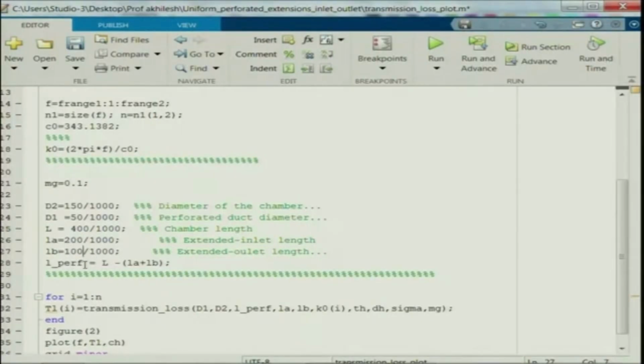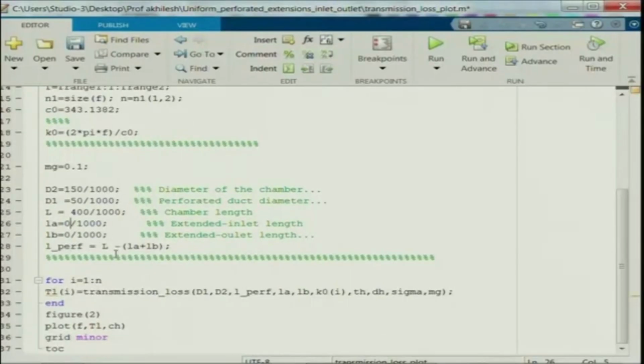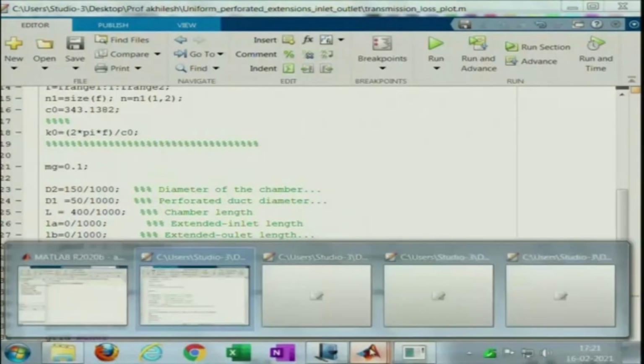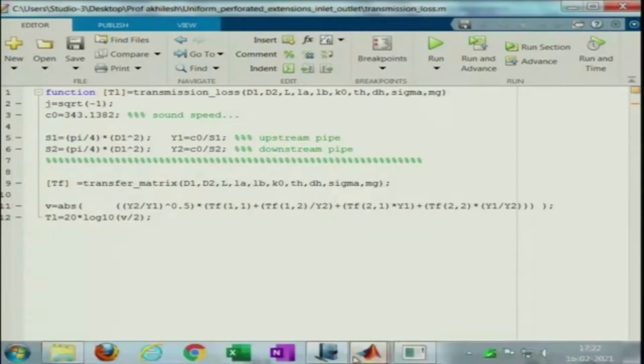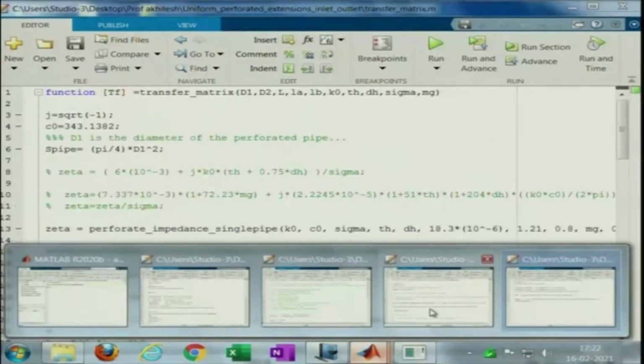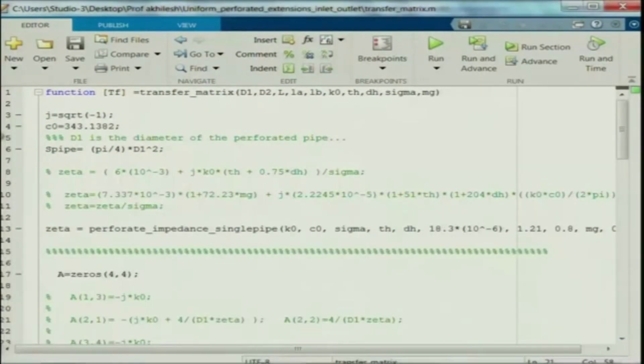Now, perforated length is the difference of the extension length and this one. And actually what I would do is put this as 0 initially, and similarly this also is 0. So, we really have a CTR with no extensions, and this function calls in the transmission loss file, which is basically nothing but a thing to compute the value. So, this is nothing new in this code, this always has to be used, but the main thing is your transfer matrix. So, this is the key thing.